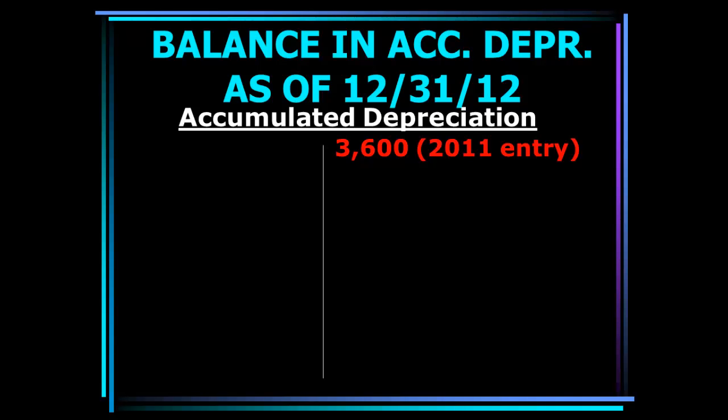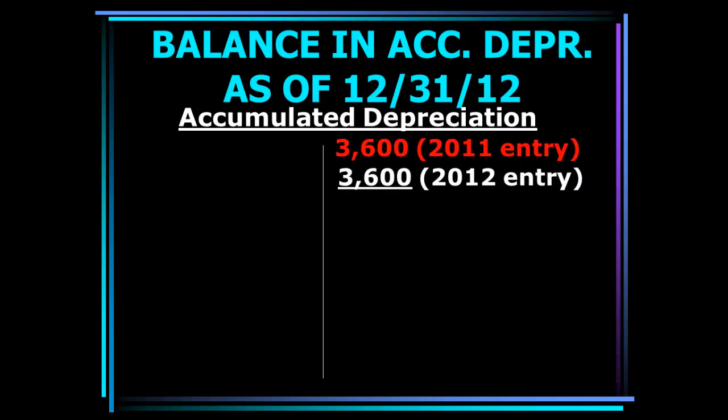Let's do a quick review. I didn't actually ask you to write out the journal entry, but my depreciation entry each year is a debit to what? Depreciation expense, very good, and a credit to what? Accumulated depreciation. So each year we're debiting depreciation expense and crediting accumulated depreciation.